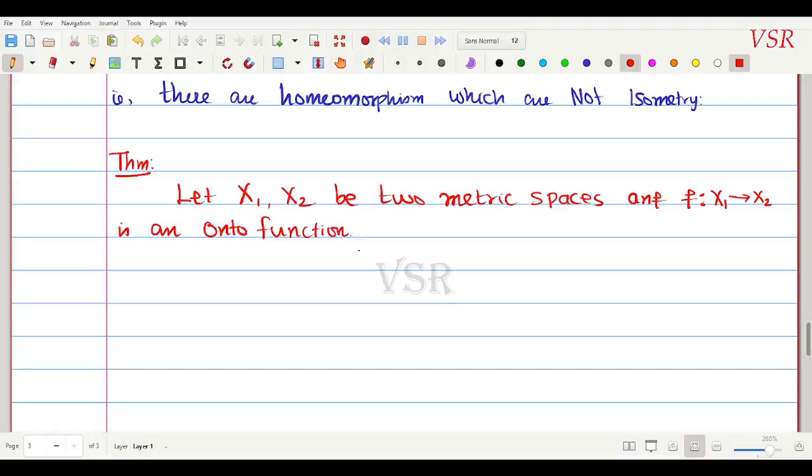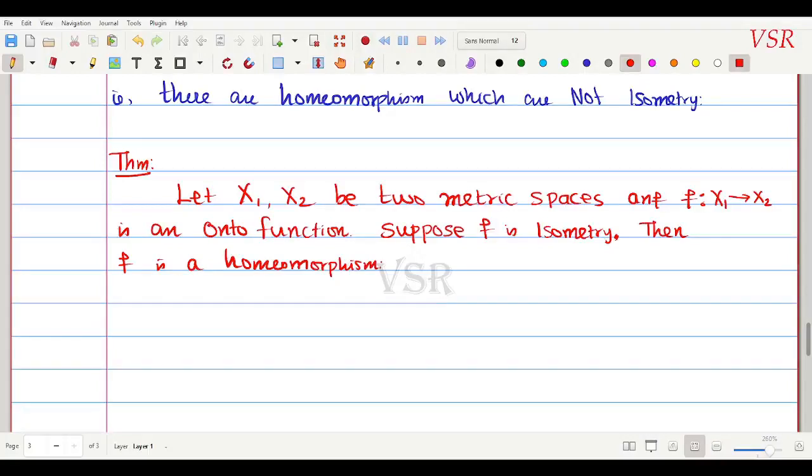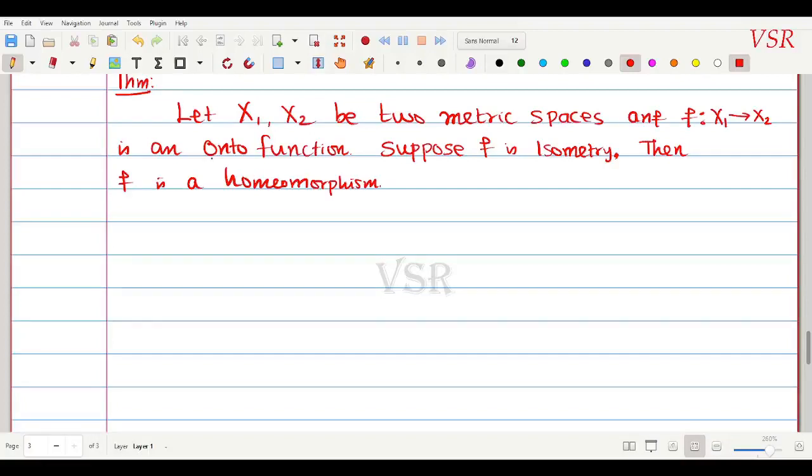Suppose f is an isometry, then f is a homeomorphism. So this is the theorem we are going to prove today. Okay, first, only the onto property has been given. So it is given that f is onto.